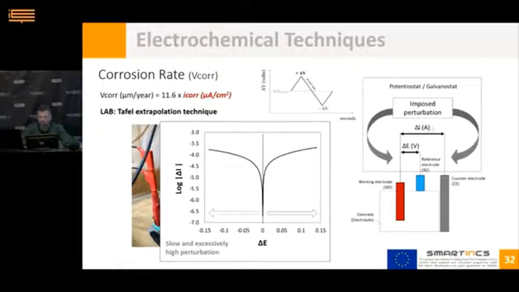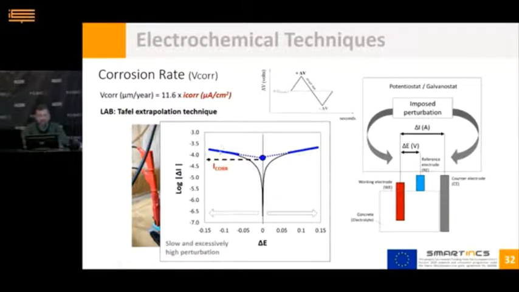recorded. From the semi-logarithmic representation of the current response versus the applied potential, the corrosion density is obtained by the Tafel extrapolation method. It consists of extrapolation and intersecting the linear sections that appear in the curve, both in the anodic and the cathodic potential branch, when the perturbation is high enough.